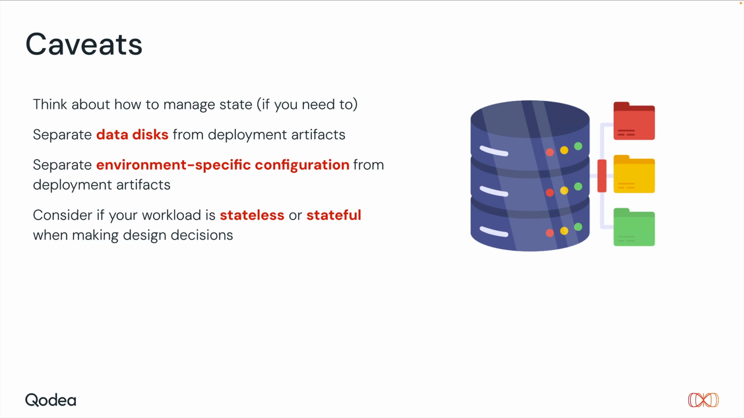Environment-specific configuration should also be separated from a deployment artifact, so that you can maintain parity as you promote releases from development to staging and finally to production. This can be done by using the same machine image and retrieving environment-specific configuration from a metadata server at boot time. So always consider whether your workload is stateless or stateful when making your design decisions.